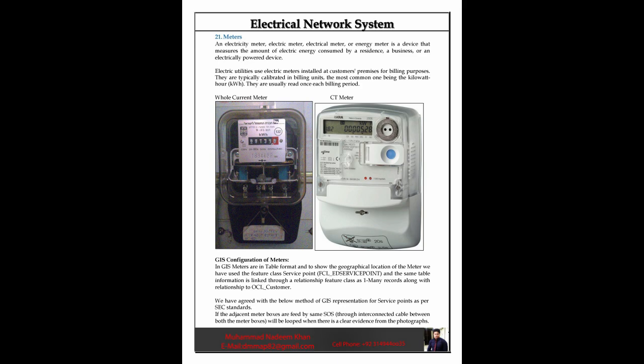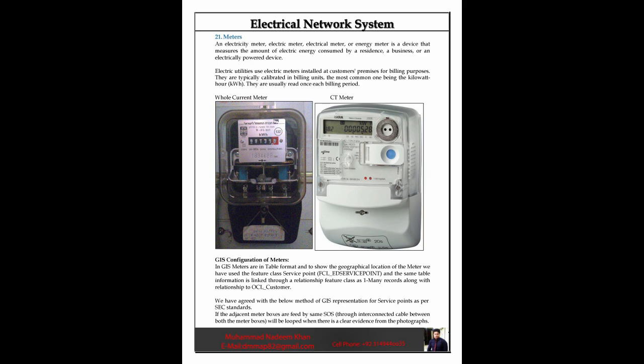amount of electric energy consumed by a residence, a business, or an electrically powered device. Electric utilities use electric meters installed at customers' premises for billing purposes. They are typically calibrated in billing units, the most common one being the kilowatt-hour. They are usually read once each billing period. Whole current meter, CT meter.